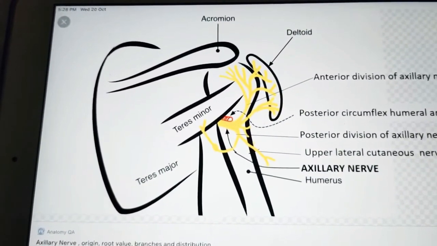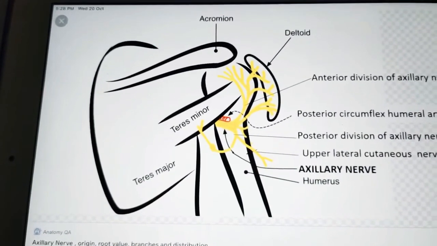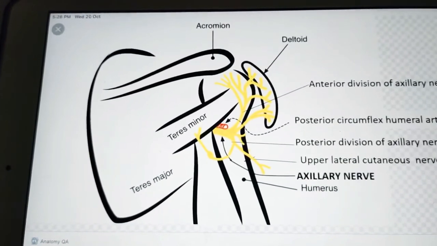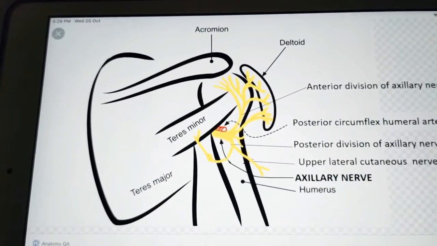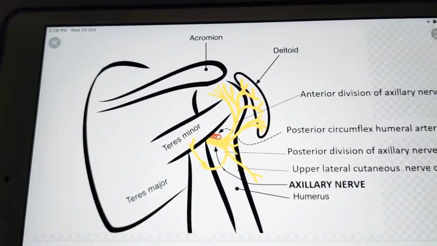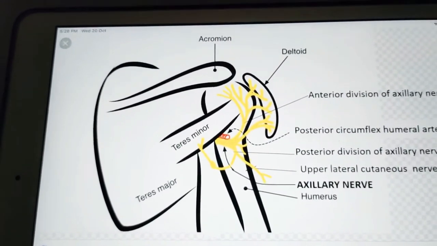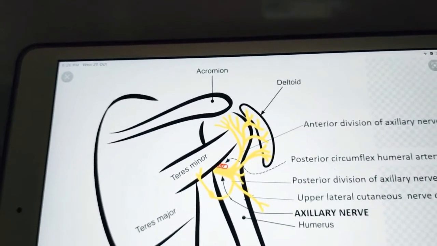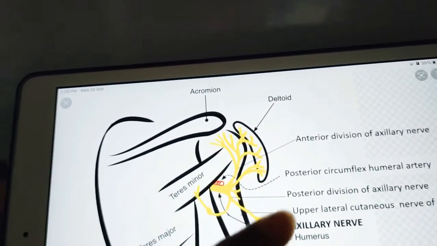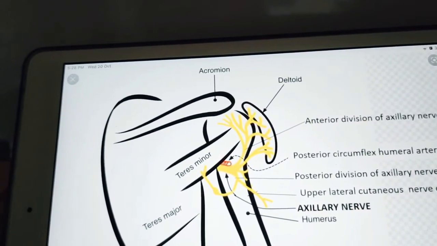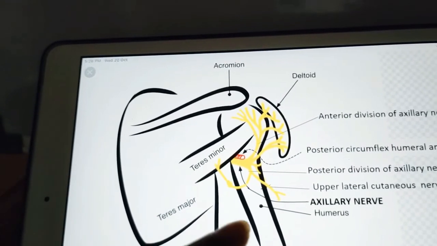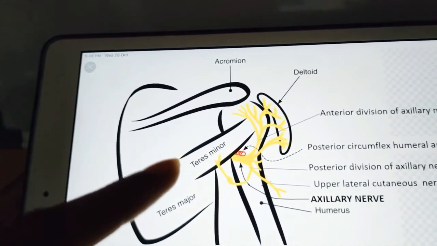In the quadrangular space, the nerve divides into anterior and posterior branches in relation to the deltoid muscle. The anterior branch is accompanied by the posterior circumflex humeral vessels, and it winds round the surgical neck of the humerus, deep to the deltoid. It reaches almost up to the anterior border of the muscle, and supplies the deltoid and the skin over the anterior inferior part. Then coming to the posterior branch, it supplies the teres minor and the posterior part of the deltoid.